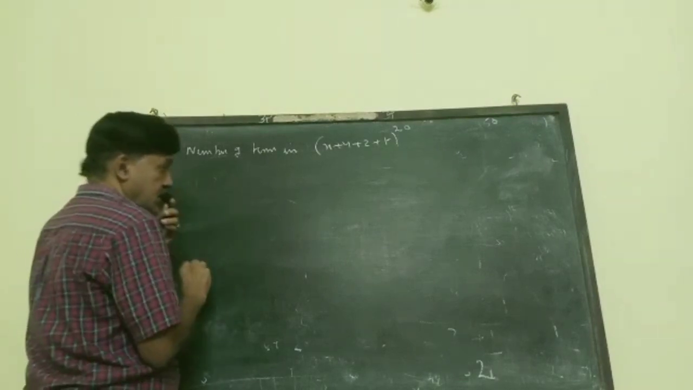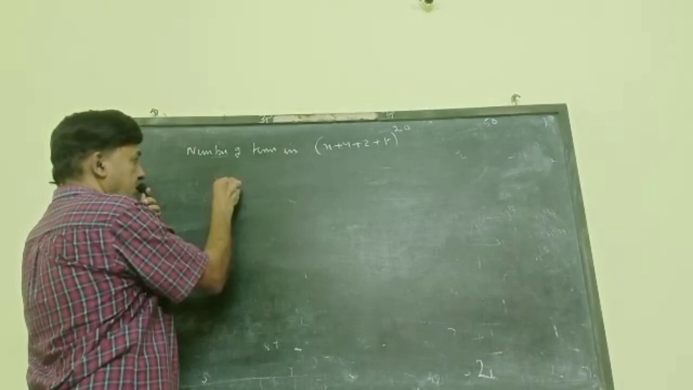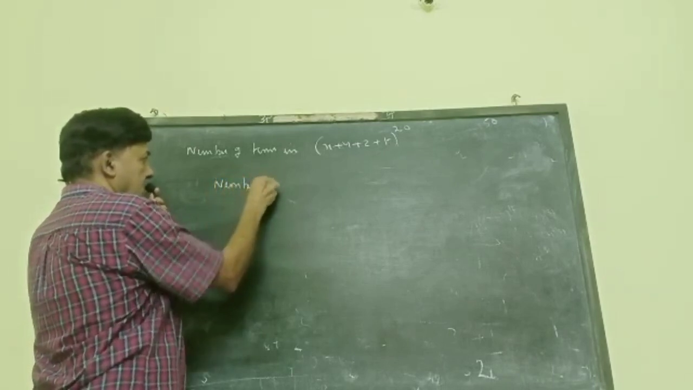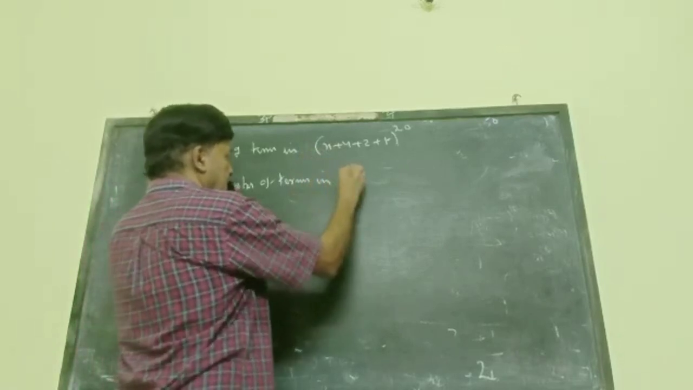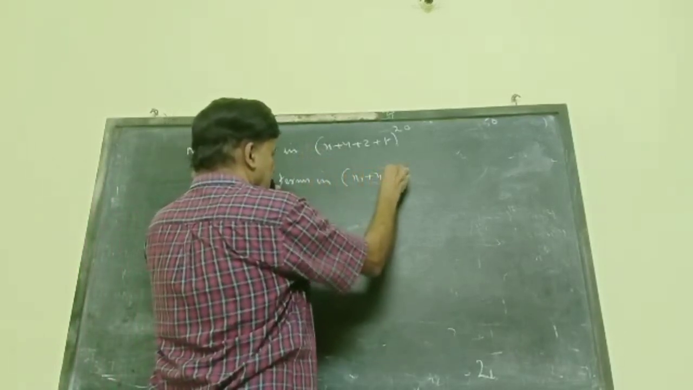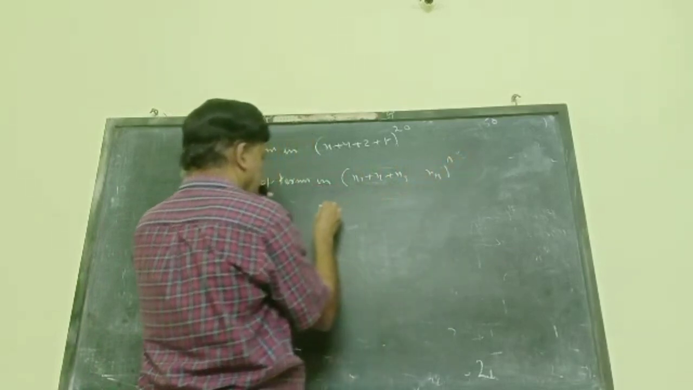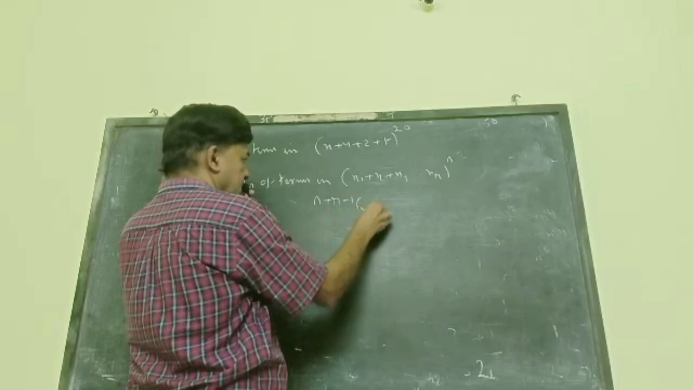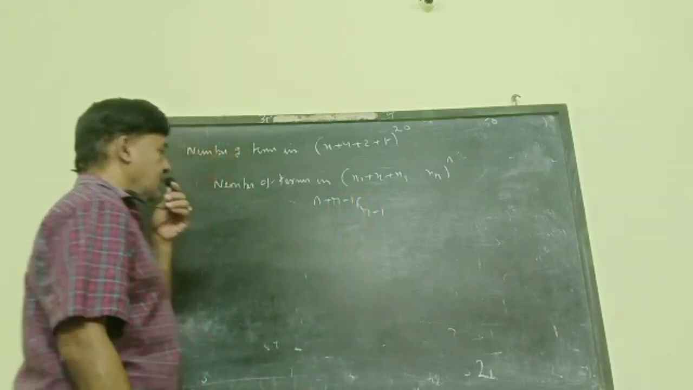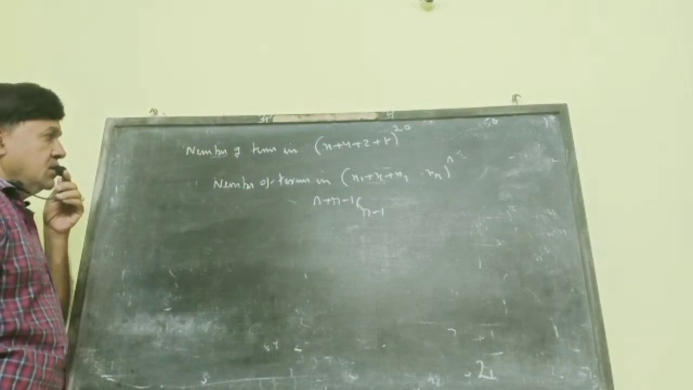See, in order to do this type of problem, you are expected to remember this result. Number of terms in (x1 + x2 + x3 + ... + xr)^n is given by (n + r − 1)C(r − 1).